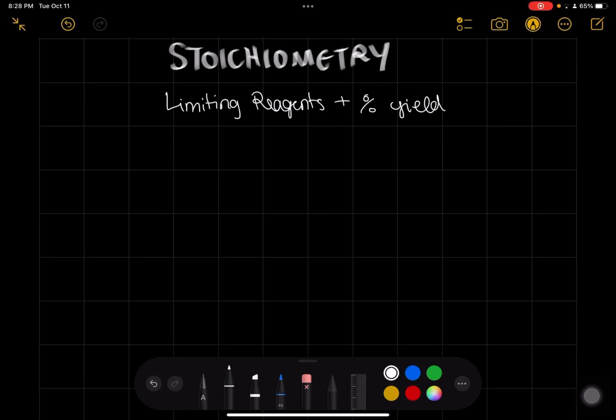Hi guys, so today we're going to talk about stoichiometry. More specifically, we're going to talk about limiting reagents and percentage yield. So basically, what is a limiting reagent? It is the substance that finishes first. If you have two substances, whichever one is completed first is the one that determines how much product is formed. We'll see that in the problem later on.